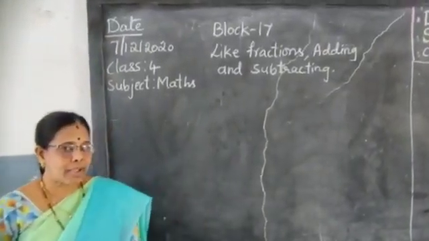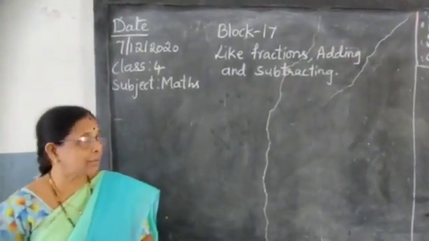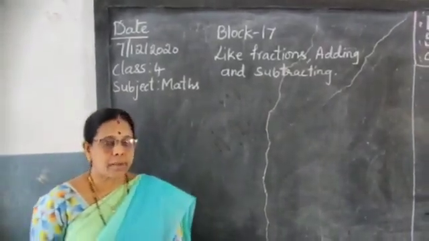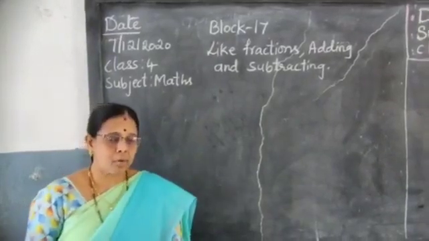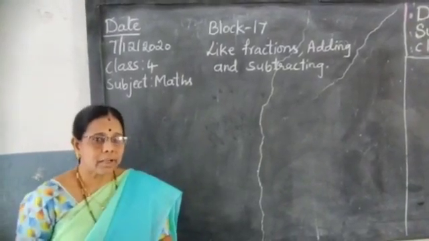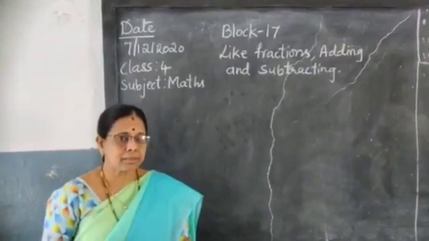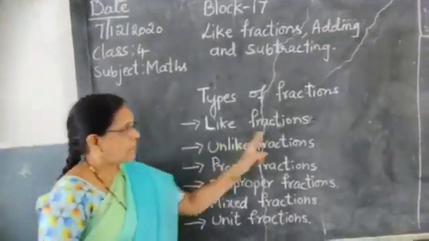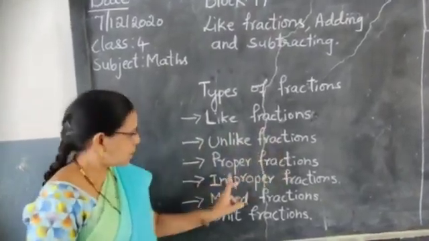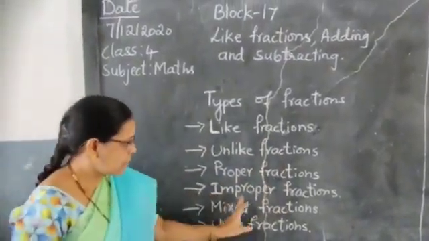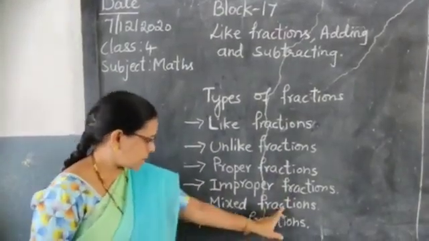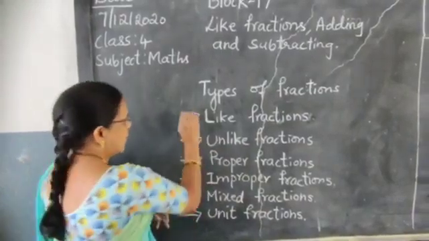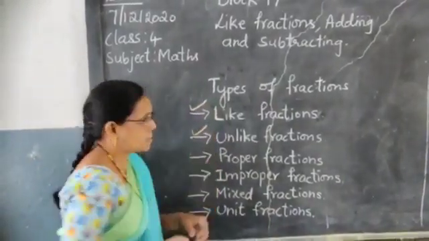Children, this is 4th class maths. Today I am going to start a new block, block 17: fractions, adding and subtracting. In the previous class we learned about fractions. There are different types of fractions: like fractions, unlike fractions, proper fractions, improper fractions, mixed fractions, unit fractions. Today we are going to learn like fractions and unlike fractions.